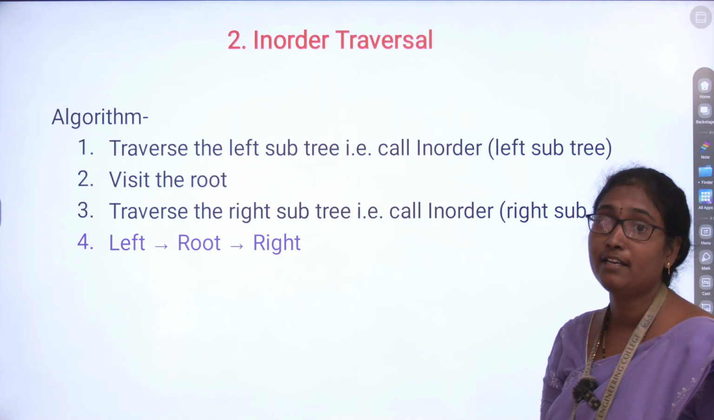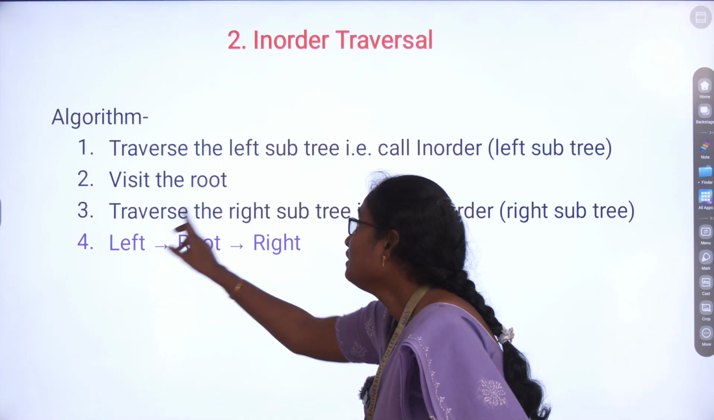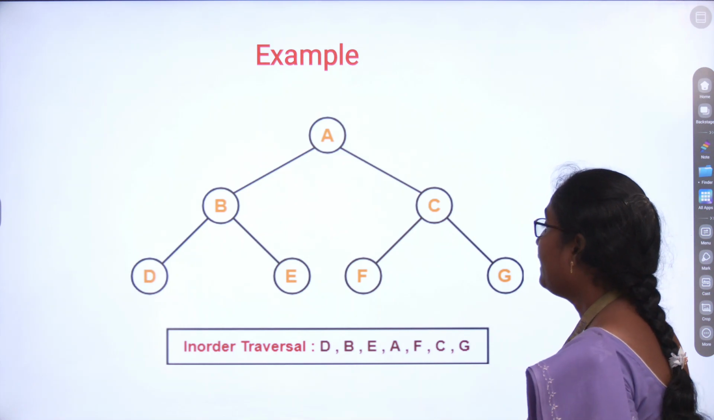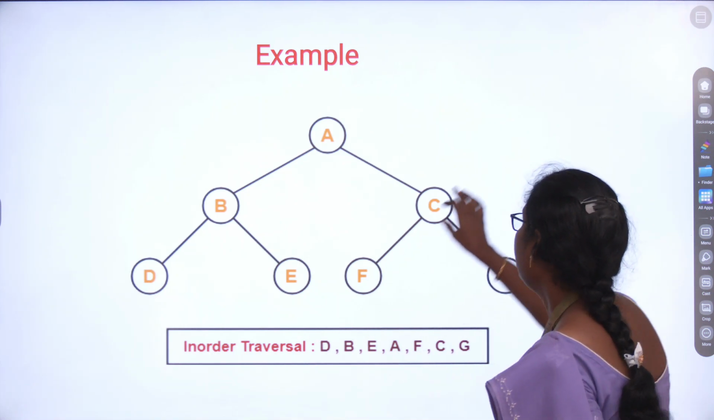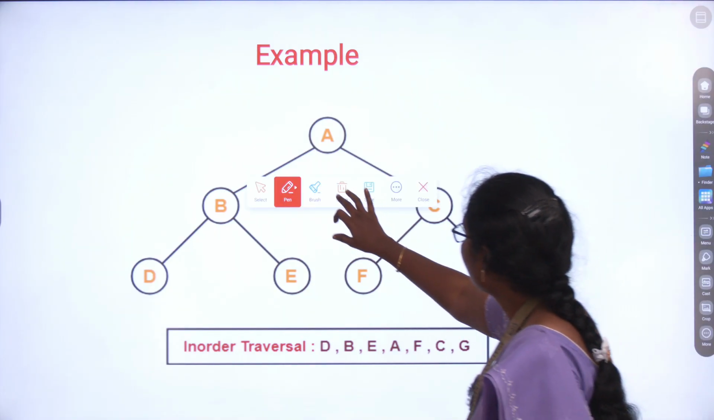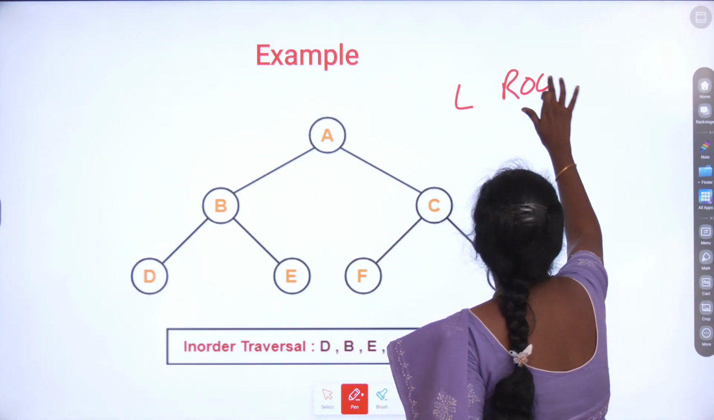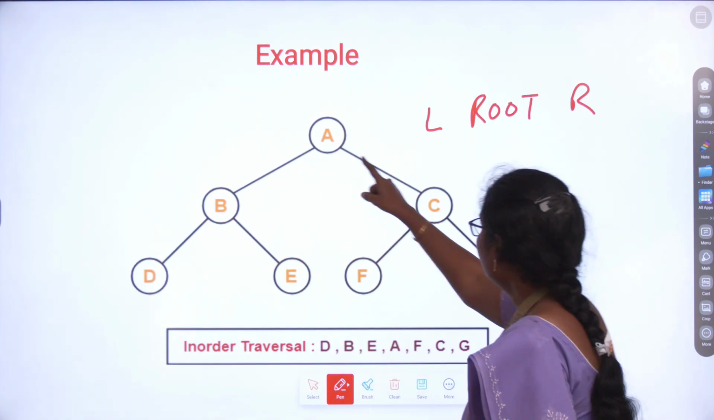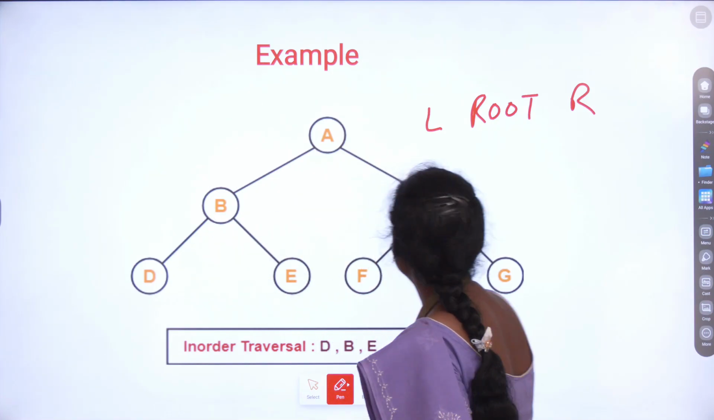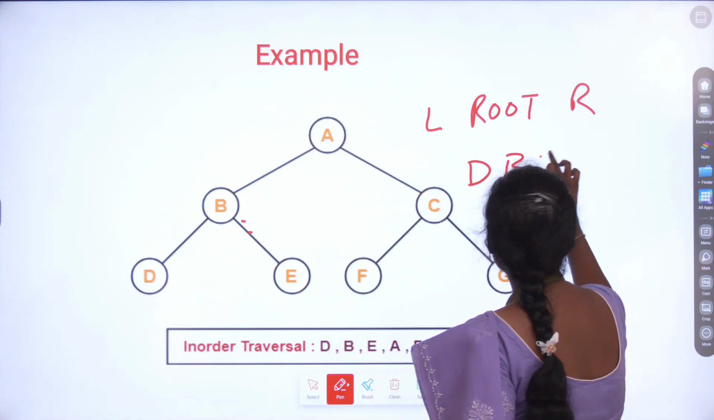Next, we will see the in-order traversal. In in-order traversal, first you are going to visit the left node, then root, then right. So we will see one example of how to solve the in-order traversal. First, you have to write the formula for in-order. The formula for in-order is left, root, and then right. For A, the left is B. Again it's a subtree. For B, the left is D, and root is B, and right is E.